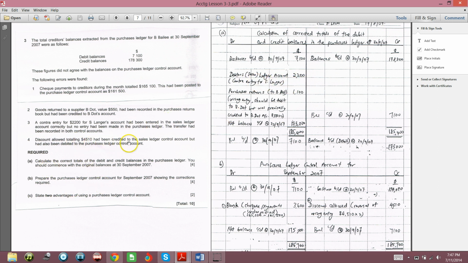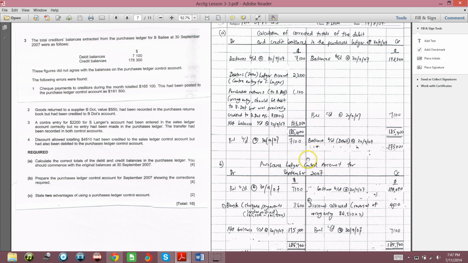Discount allowed 4,510 has been credited to the debtors control account, but has also been debited to the creditors control account. Okay, discount allowed, so that means I give discount to people. So I should have given discount to my customer, right? Customer means debtor. So giving discount has nothing to do with creditors. But why did I go and debit the purchases ledger control account? It's wrong, right? So in order to correct it, I credit this discount allowed. Previously I wrongly debited, so now I credit. So credit is 4,510. So put on this side.